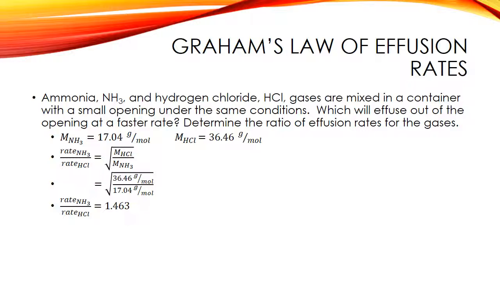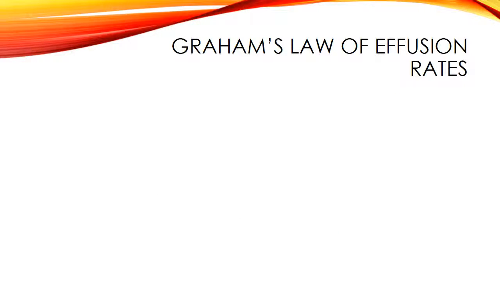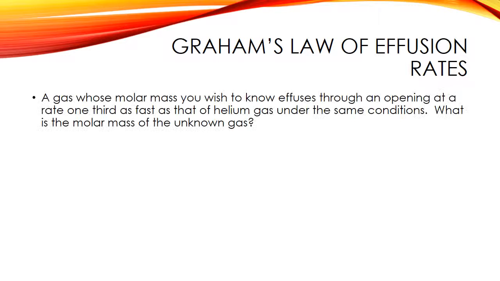Now, a quick note about this: whenever you do a calculation like this, make sure that you write it so we know which ratio you're finding. In other words, we could just as easily find the ratio of the rate of HCl over the rate of the NH3, and you would get a different answer. So you need to make sure you indicate which one you're actually finding. So what this tells us is that the ammonia, the NH3, effuses 1.463 times faster than that of the hydrogen chloride.